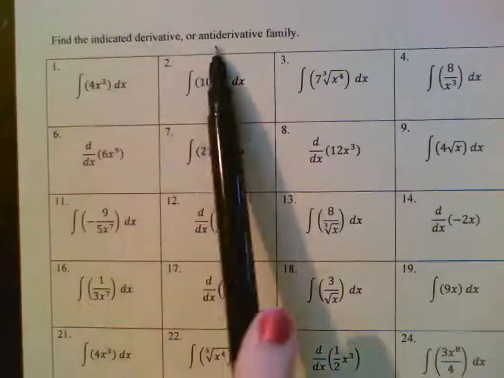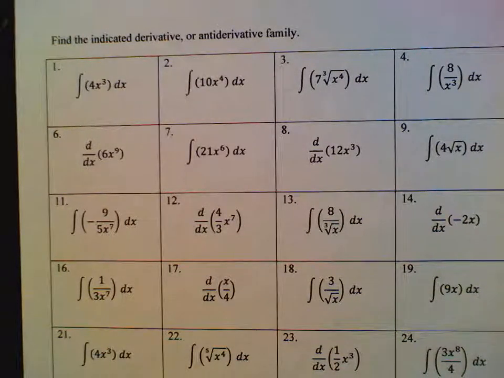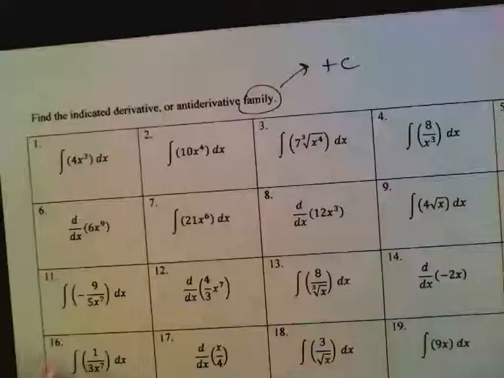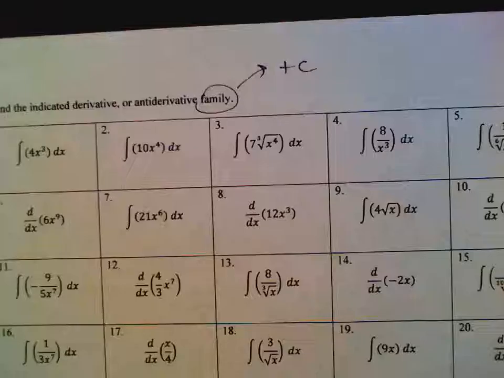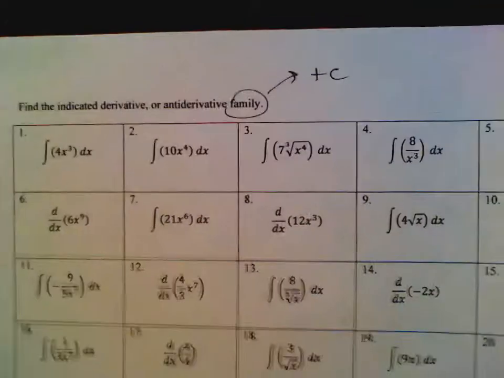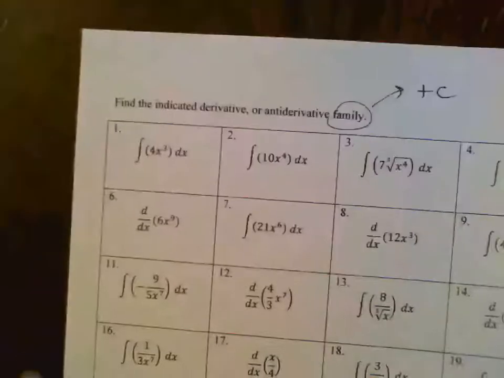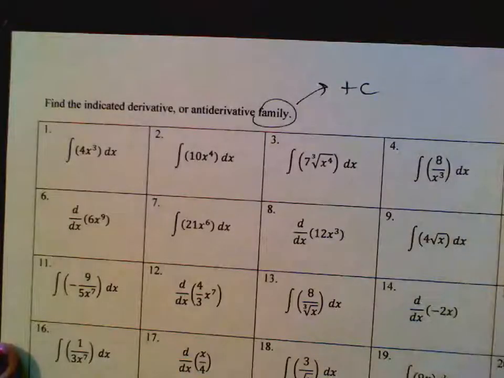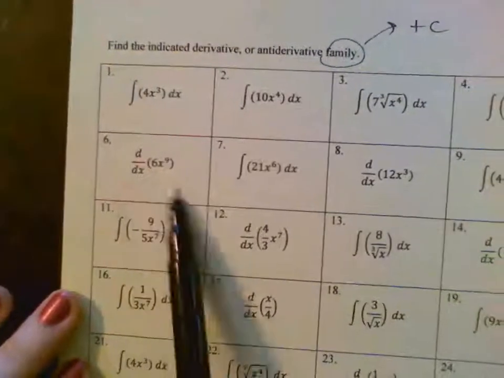Find the indicated derivative or antiderivative family. A derivative doesn't have a family, a derivative is just a derivative. But an antiderivative has a family, which means the plus c. When you're finding an antiderivative, you're not just finding one function, you're finding a family of functions with infinitely many members that all have the same derivative. Okay, so I start out with just the top row of antiderivatives, and then below that we start to mix them up.